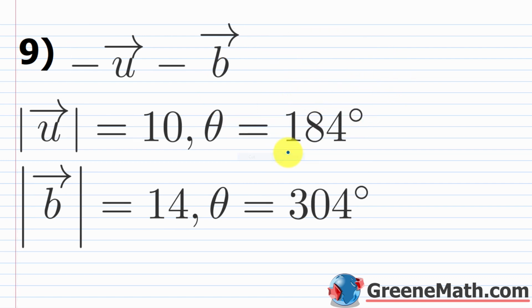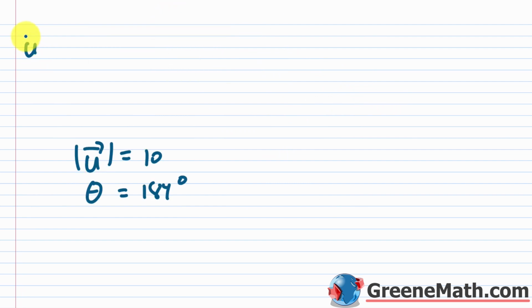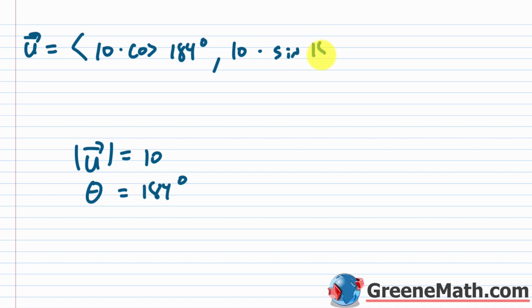Let me just copy this real quick and come down here. And remember, if you want to find the component form of the vector u, for the horizontal component, you take the magnitude, which is 10, and you multiply by the cosine of that direction angle, which is 184 degrees. Then if you want to find the vertical component, again, you take the magnitude, which is 10, and now you multiply it by the sine of that direction angle, which is 184 degrees. Okay, let's go back up.